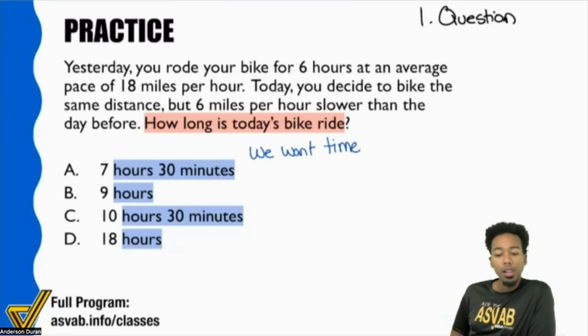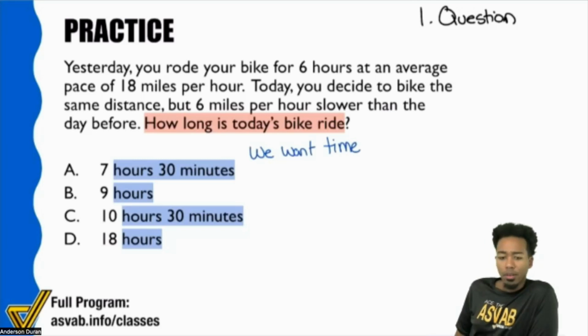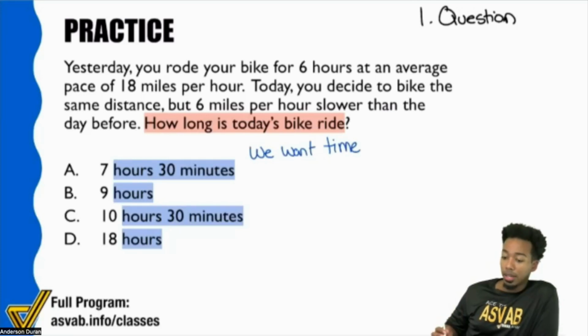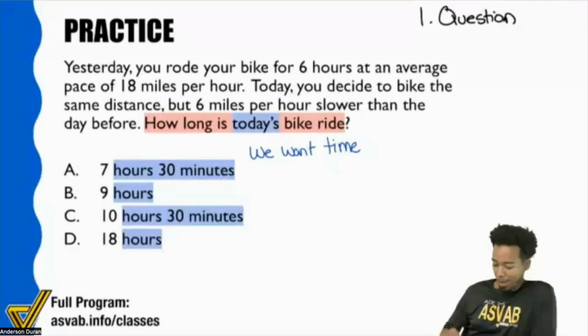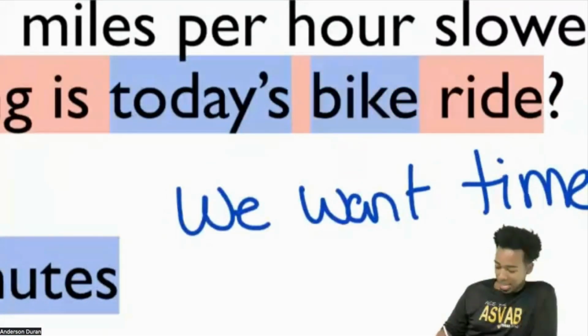And just to follow up, what time are we looking for? For what? The time for what? There's a very specific keyword that we're going to want to make sure we highlight. Yeah, Smalls, you had it. Today's time. Did anybody here notice that? Right here. Today's bike ride.